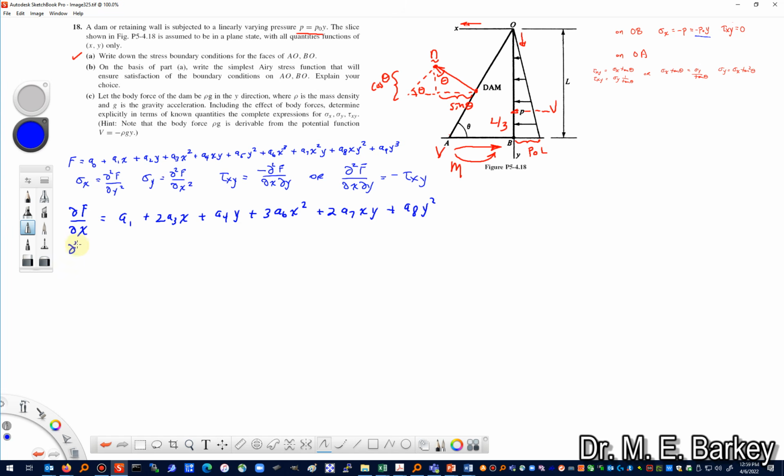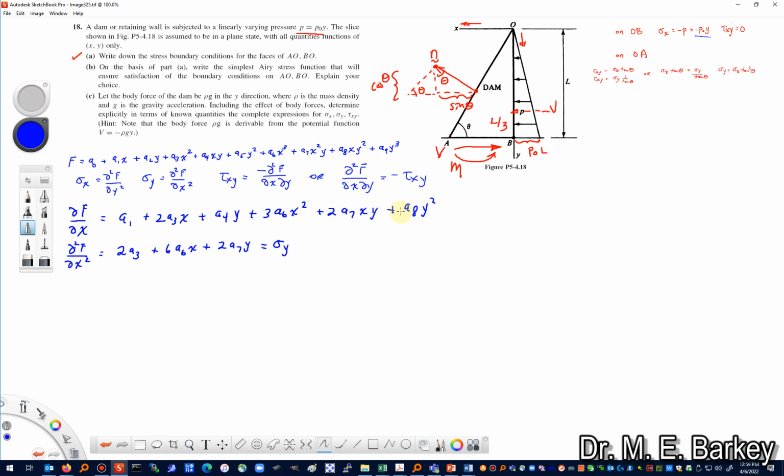But what I really want is the second partial derivative of f with respect to x. And so for that, I'll have a 2a3 plus a 6a6x plus 2a7y, and that should be it. Okay, now that one is going to be equal to sigma y.